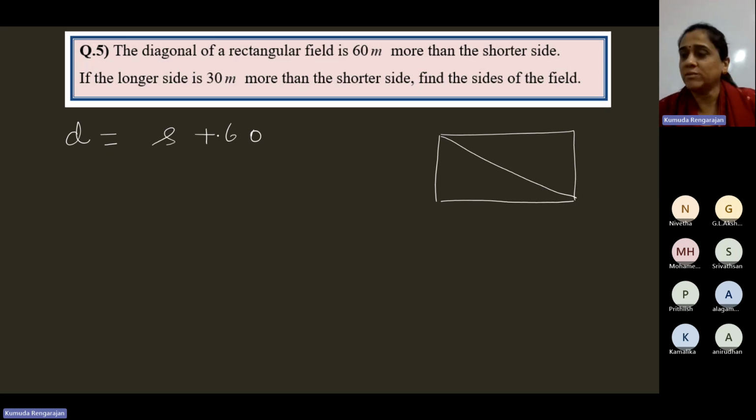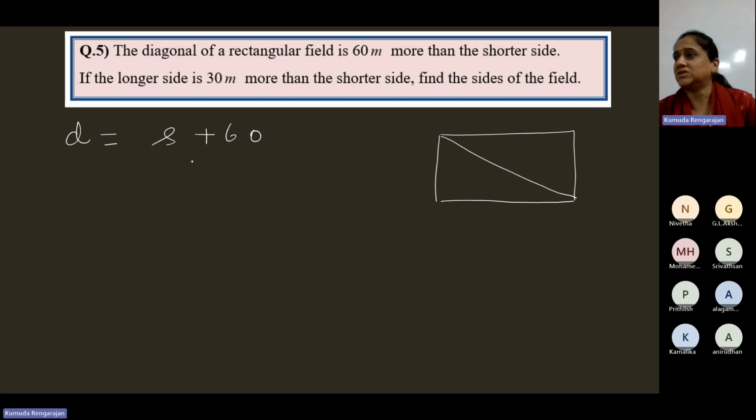I've told you, whatever comes after "more than" or "less than" should be written first. So here, after "more than", what do you have? Shorter side. That should be written first. So S plus 60 it is. It is not 60 plus S. 60 meters more than what is after "than"? Shorter side. That you should write first.